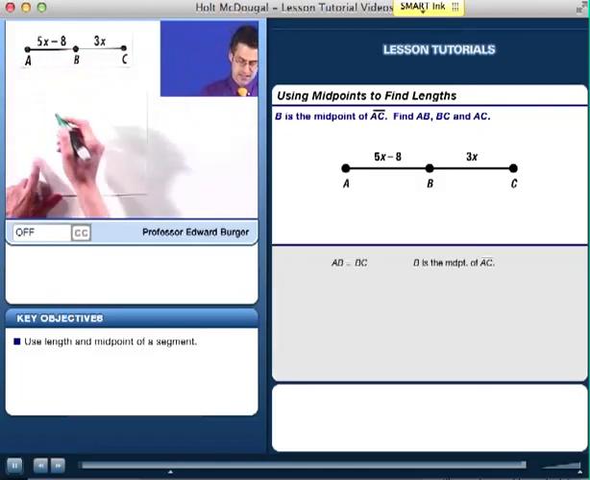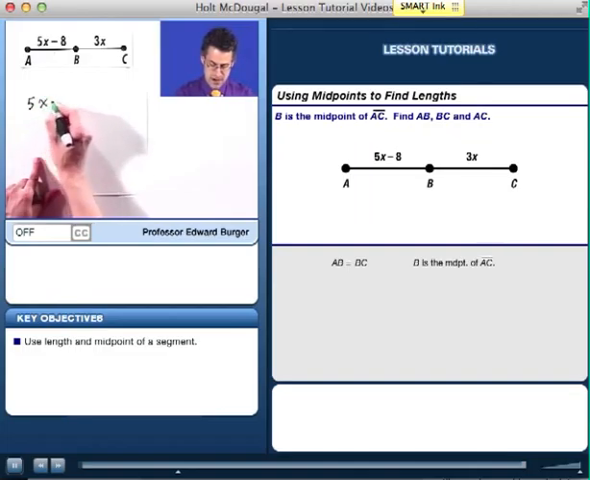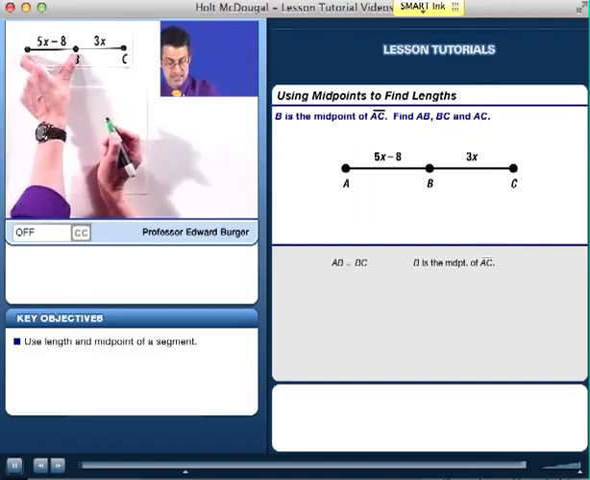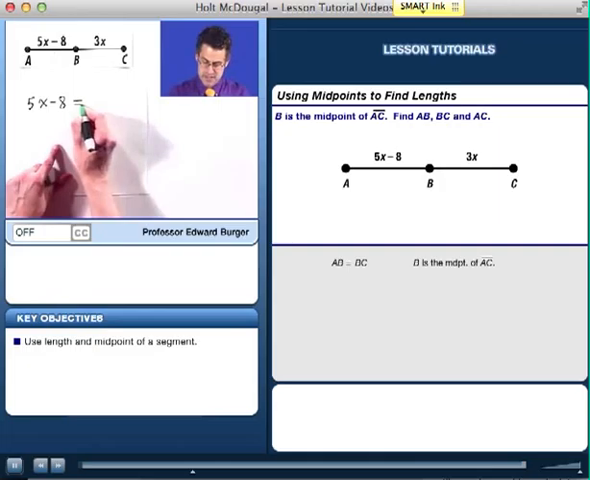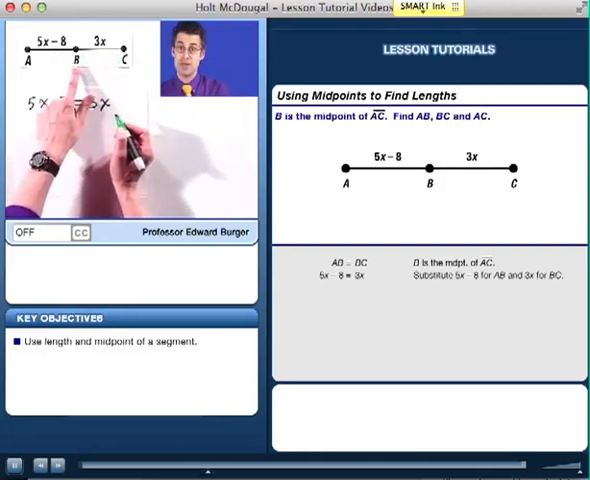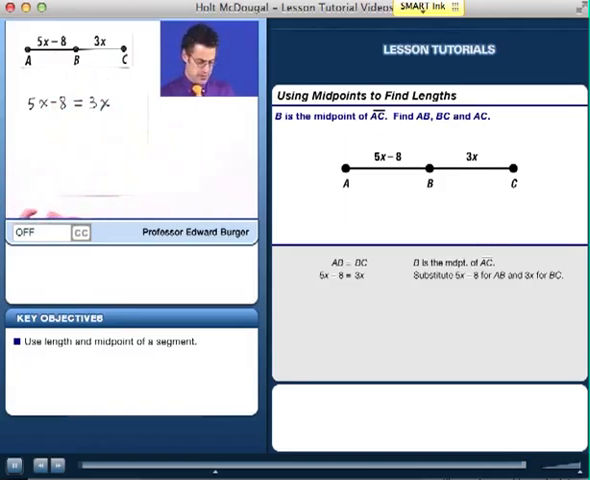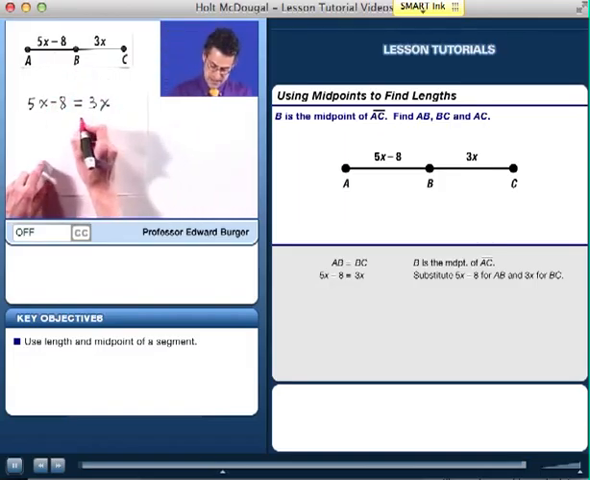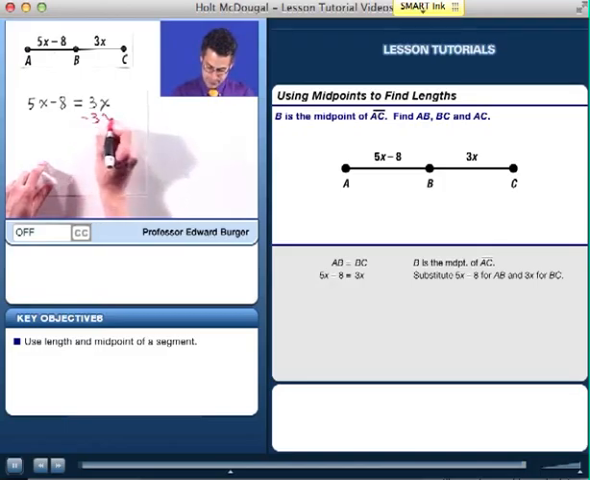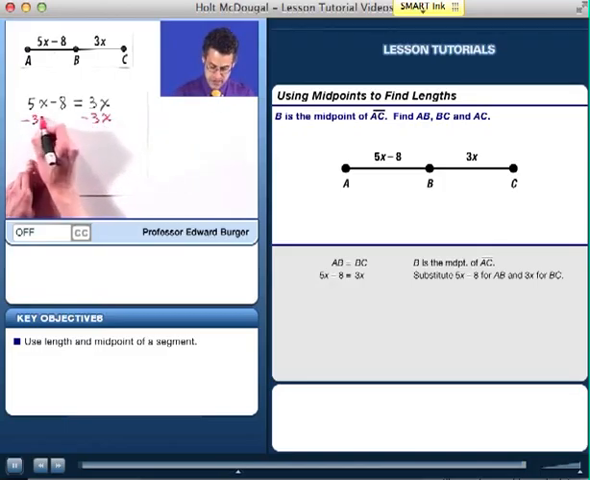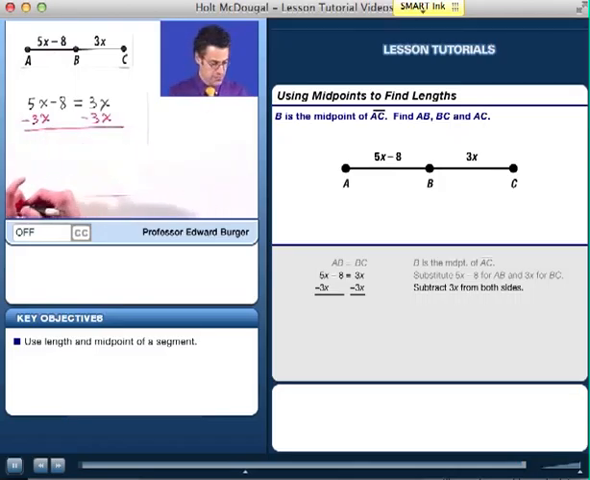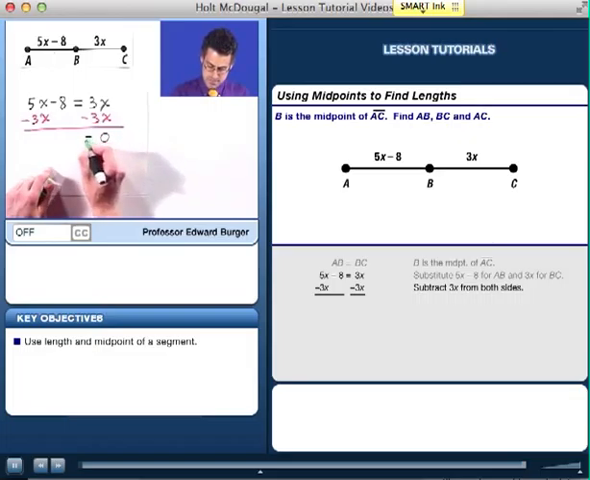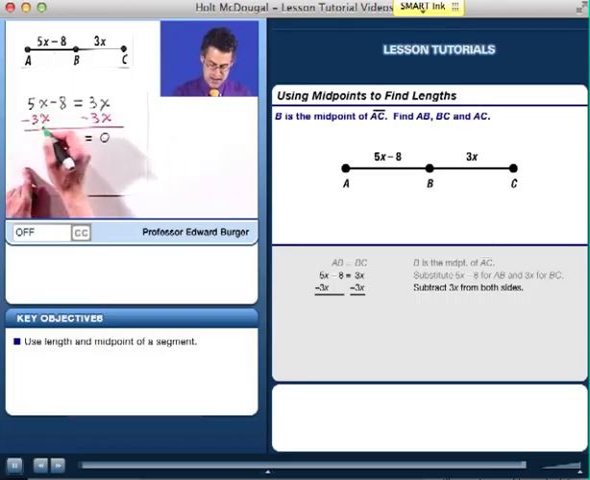And so, in fact, what I see here is that 5x minus 8, the quantity that represents the length of that segment, has to be the same as the quantity that represents this length, because this point is right in the middle. And so what do I do? Well, I'm going to solve this for x by subtracting 3x from both sides. And when I subtract 3x, what I see here on the right is just a 0. And here I see 5x minus 3x is 2x minus 8.